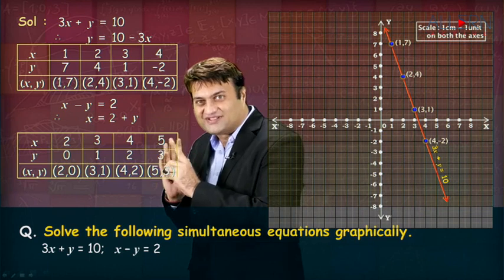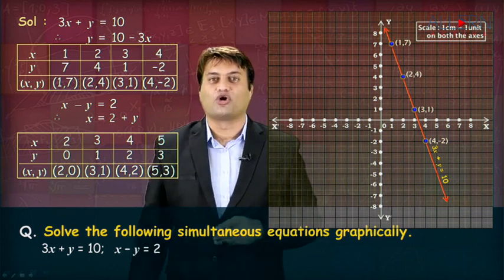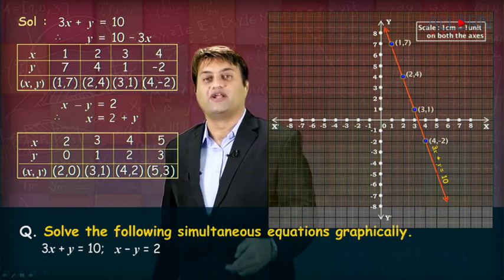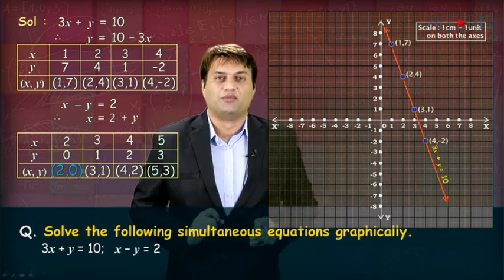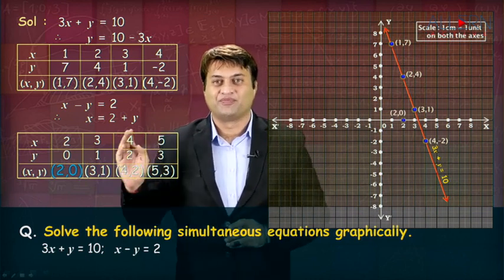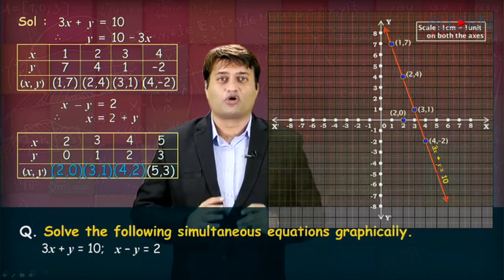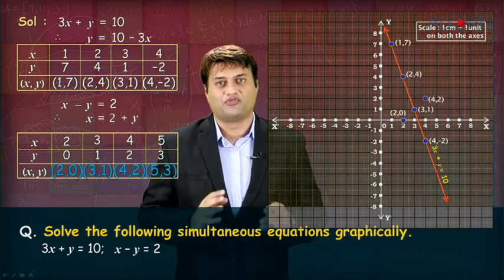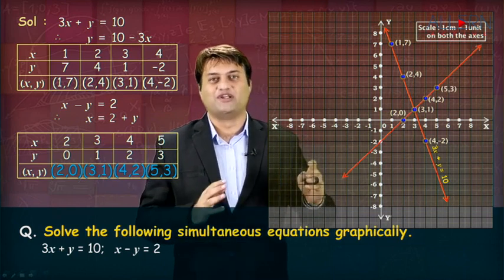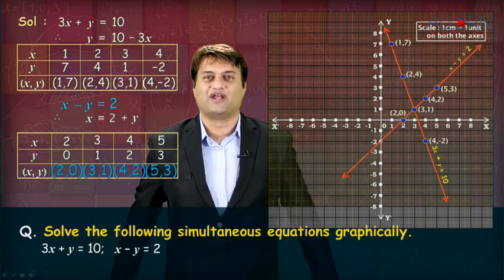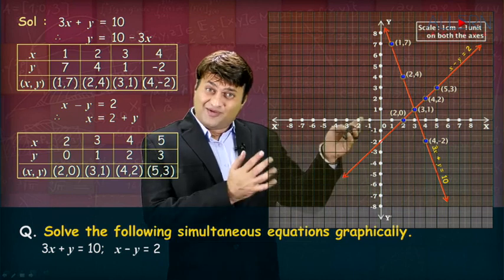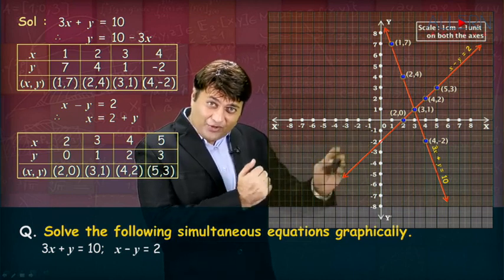Now let's move on to the second table. The first point is 2 comma 0 because the y coordinate is 0, the point will be on the x axis, right. 3 comma 1 in the first quadrant, 4 comma 2 in the first quadrant, 5 comma 3 in the first quadrant. Points are collinear, join them, don't forget to write the equation on it. Both the lines are ready, just check the point of intersection.